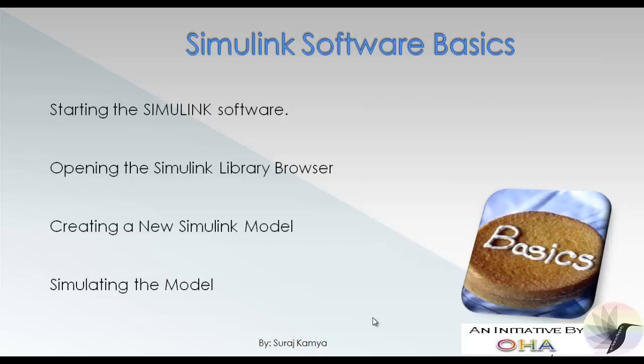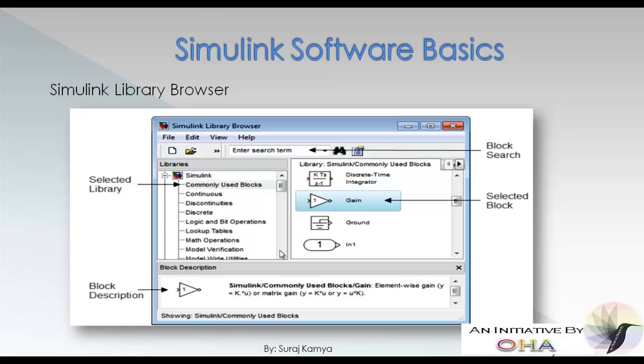In the Simulink software basics, we will learn how to start the Simulink software, then open the Simulink library browser. We will see some details of the library browser and how to explore the blocks, then how to create a new model, and then how to simulate it. To open Simulink, you write simulink in the command window. That is the easiest way, or you can directly click on the Simulink icon. I will show this when we do some practical things in Simulink. Let's first cover the theory part, then we will create the models in Simulink.